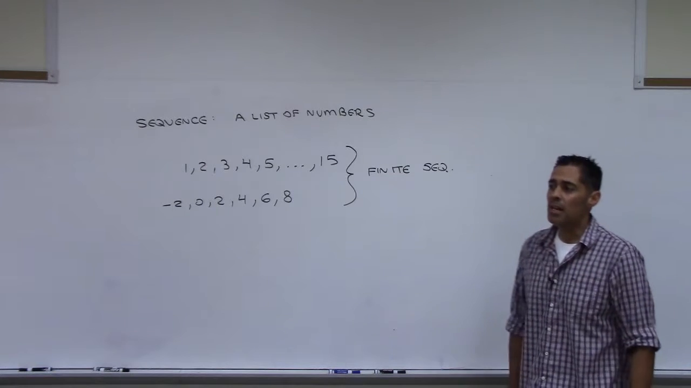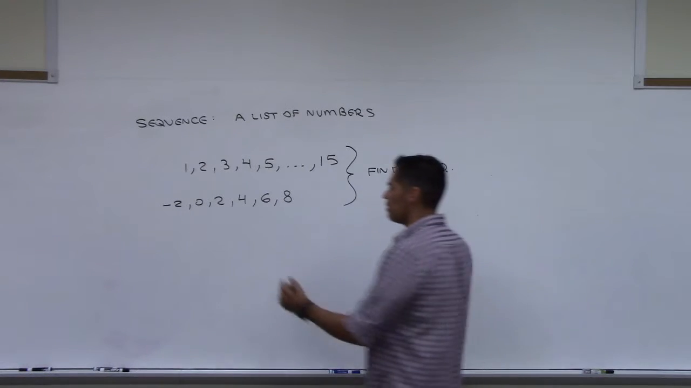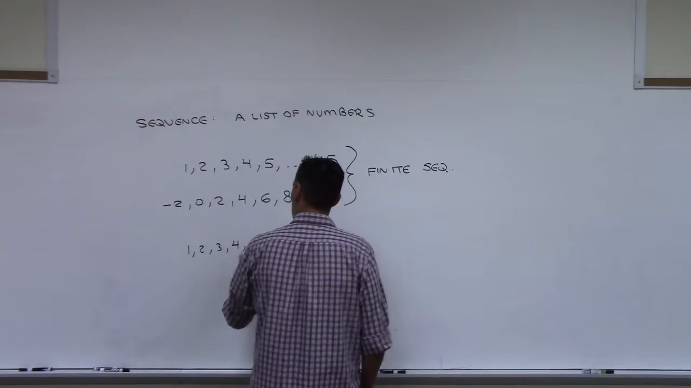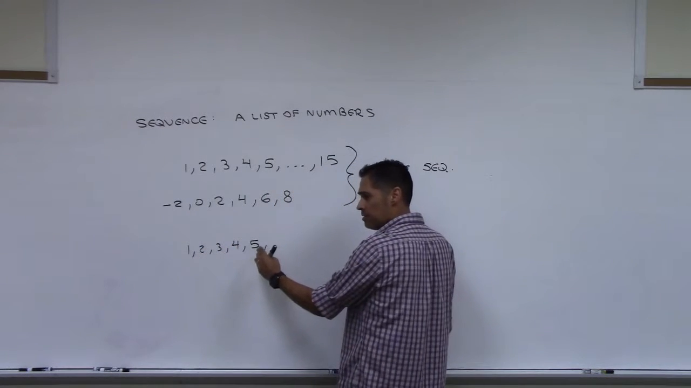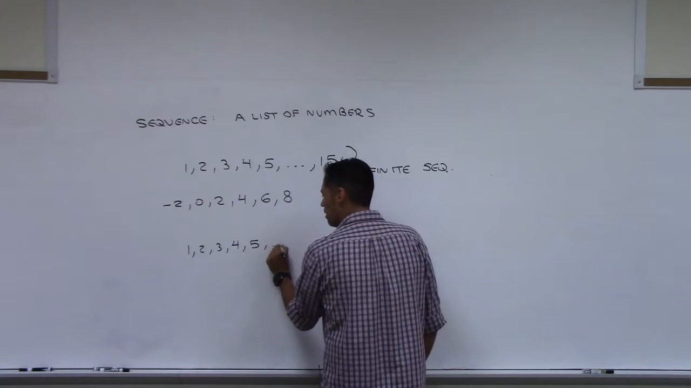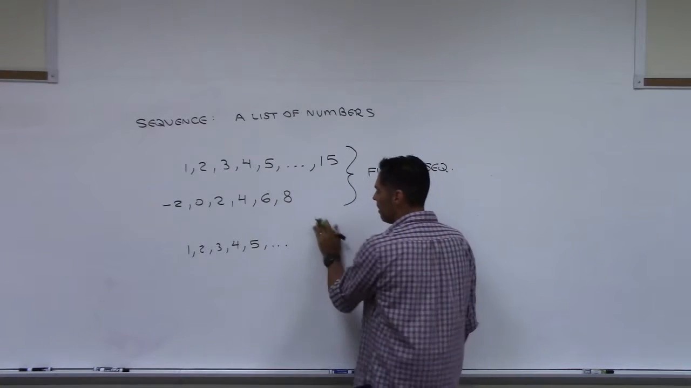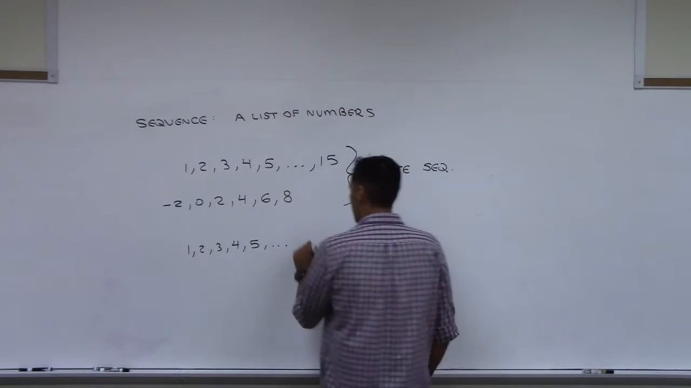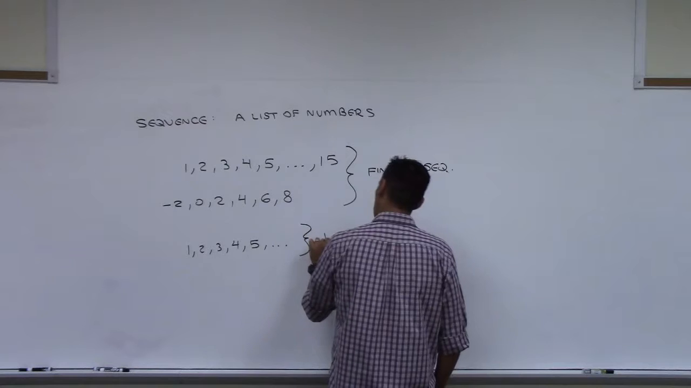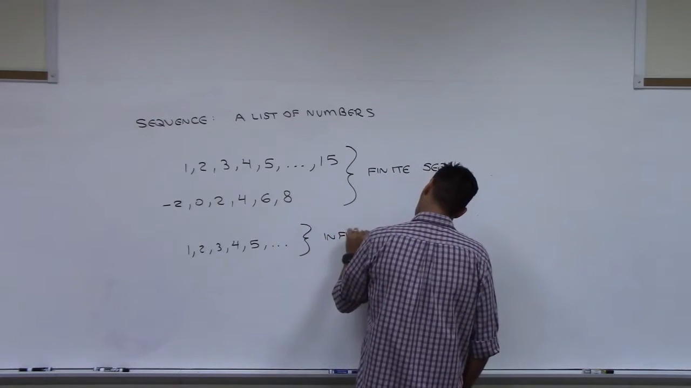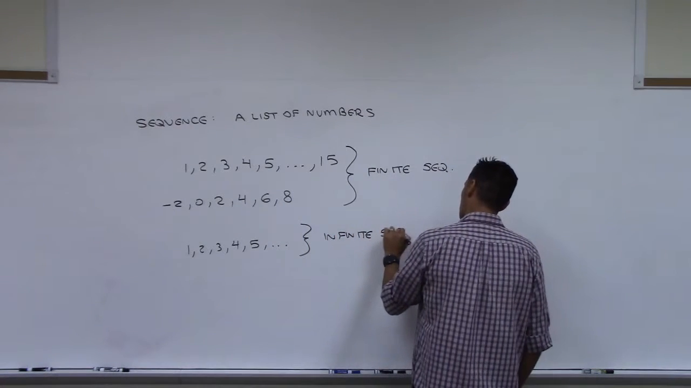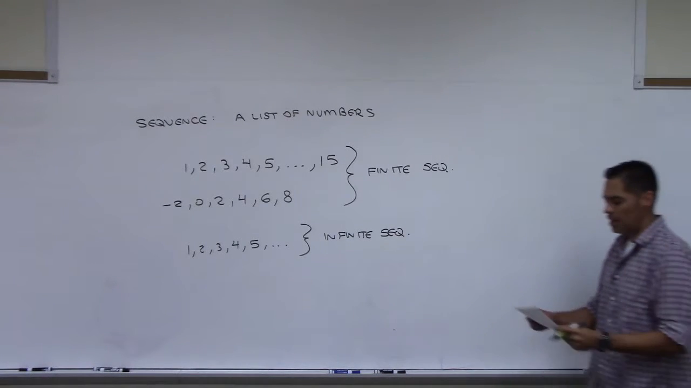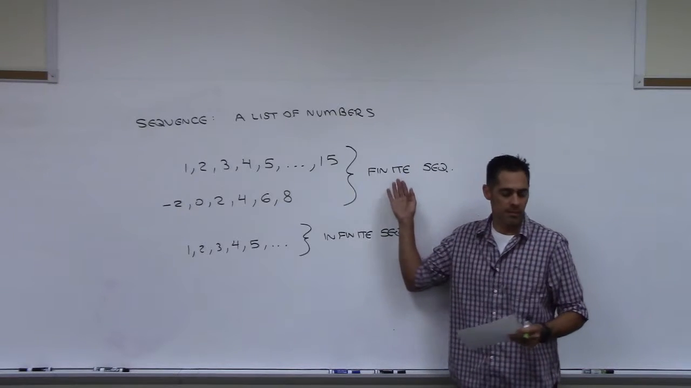If you wanted to have an infinite sequence, what you would do is this. 1, 2, 3, 4, 5. You do enough numbers to kind of establish the pattern, and then you put usually 3 dots. And that means continue that pattern forever. This would be the way you would write an infinite sequence. Understand the difference? Okay. We are going to be talking just about finite sequences today.